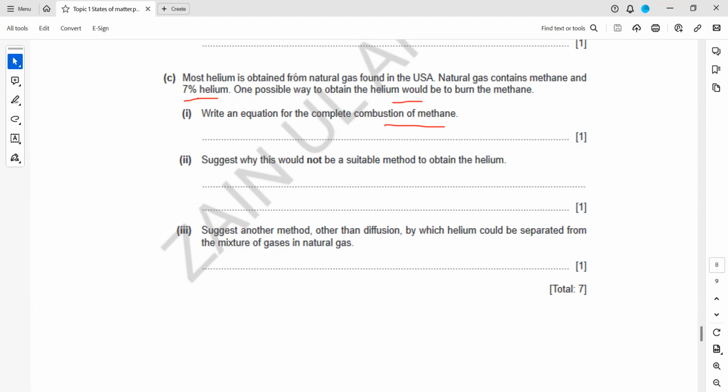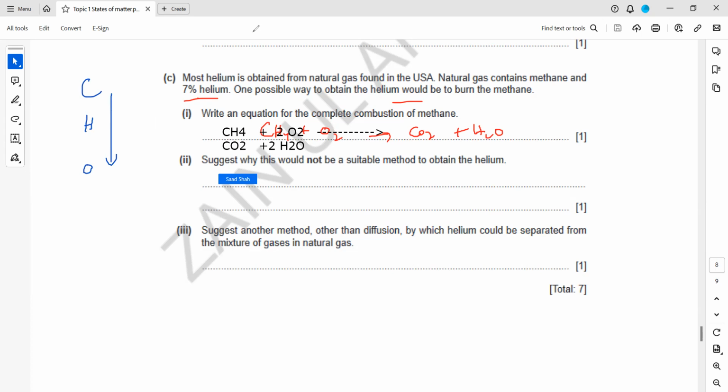Complete combustion means it should give carbon dioxide. So we will have methane, which is CH4, plus O2. When it is burned completely, a complete combustion will give carbon dioxide plus water. Whenever you want to balance a combustion equation, you start with carbon, followed by hydrogen, and then oxygen.